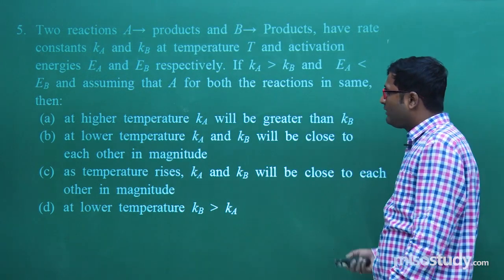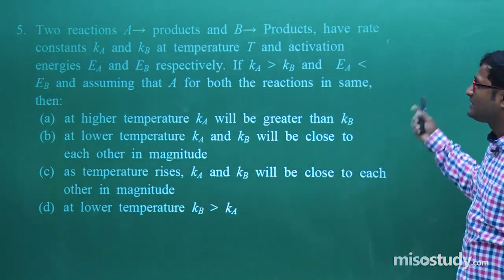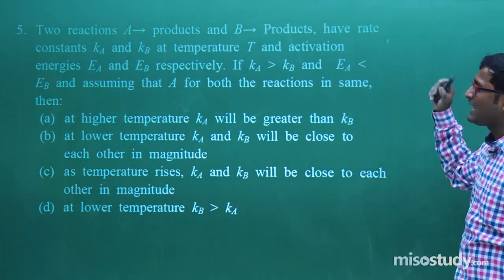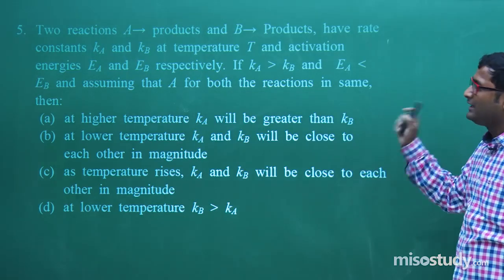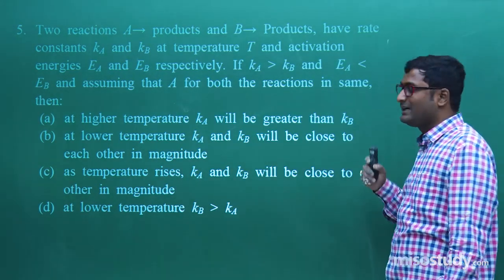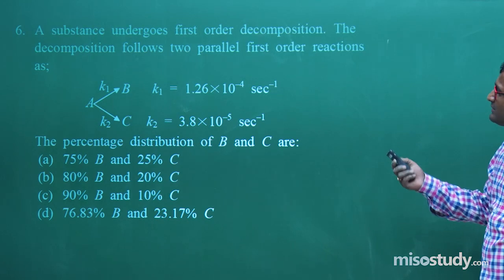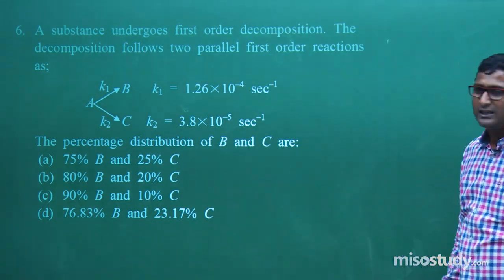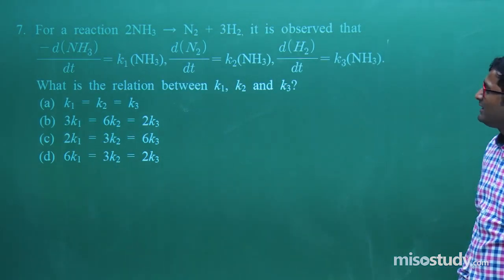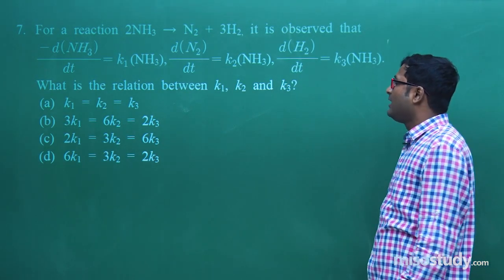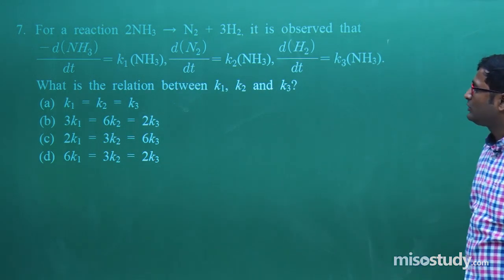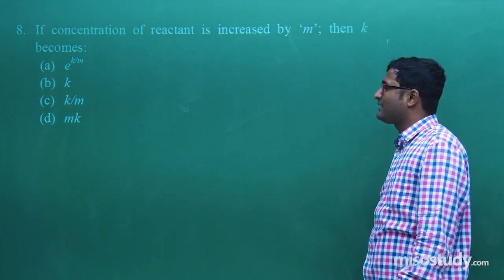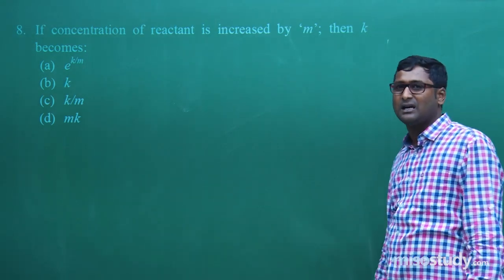For question number 5, what will happen? As we know, this is slightly different. A and C is the correct option. I have discussed, I have drawn the graph also in case of the Arrhenius equation. So A and C. For 6, the answer is D, 76.83 and 23.17. For question number 7, B is the correct option, 3K1 plus 6K2 equal to 2K3. Now for question number 8, K is independent of concentration. So for this question, B is the correct option.